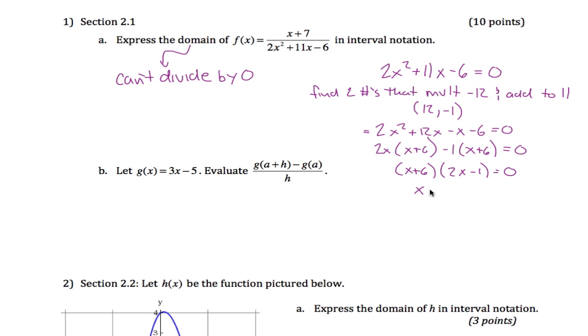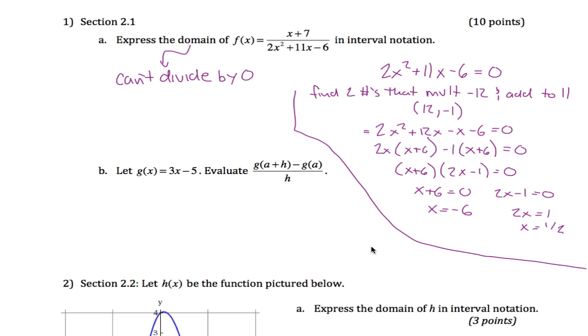So then we can solve by saying, if this times this equals 0, either the first one equals 0 or the second one equals 0, that is either x equals negative 6 or x equals positive 1/2. If you think about what we did over here, we found the two numbers that will make the bottom equal to 0. Those are the two numbers that cannot be in the domain.